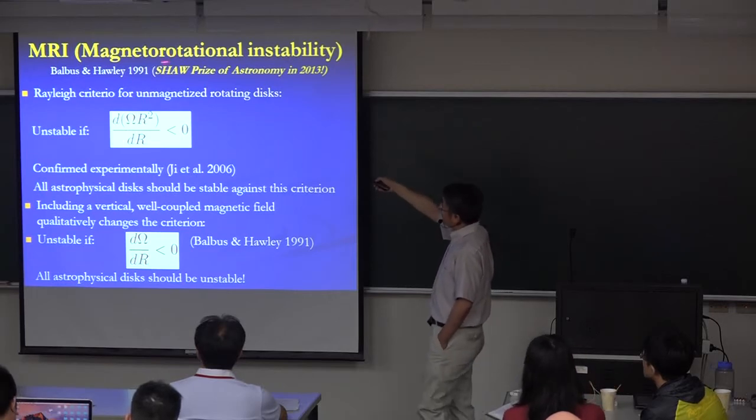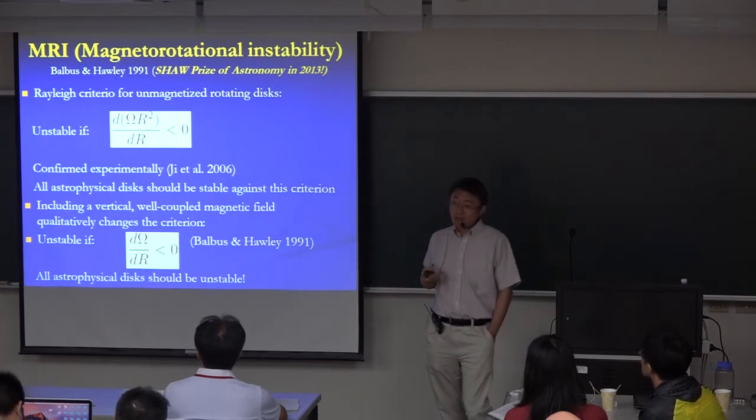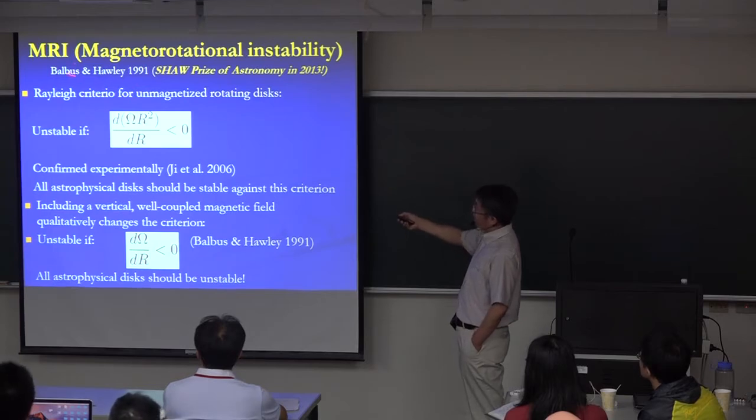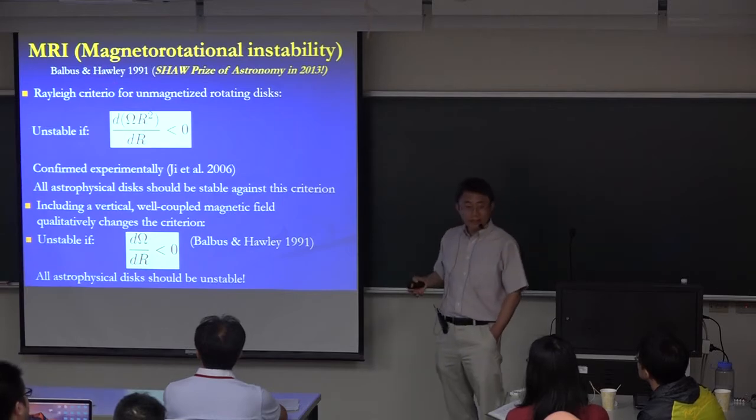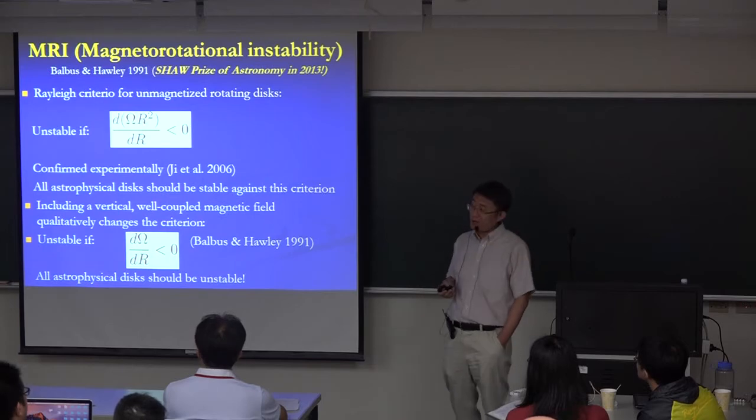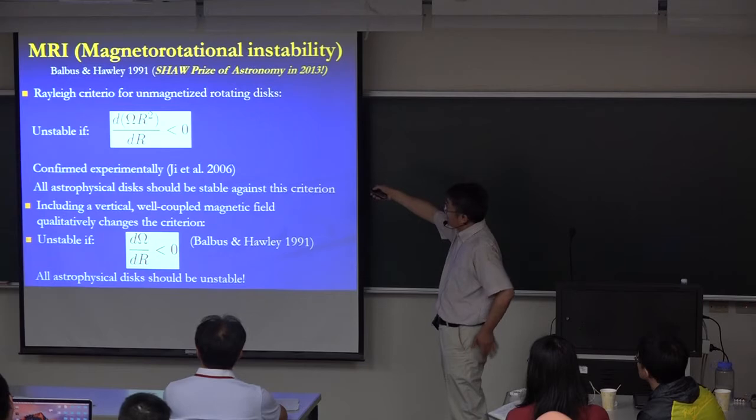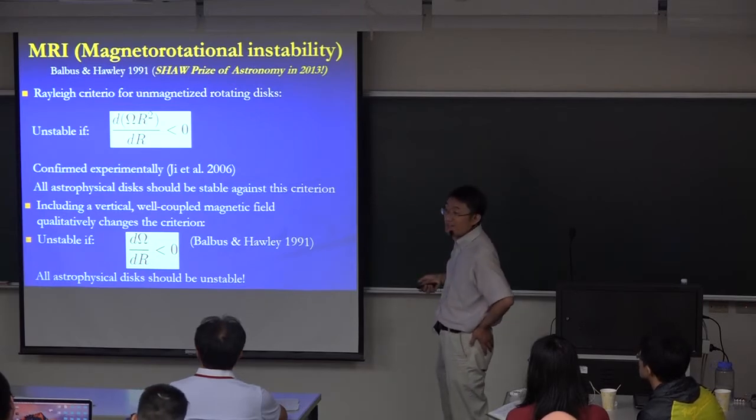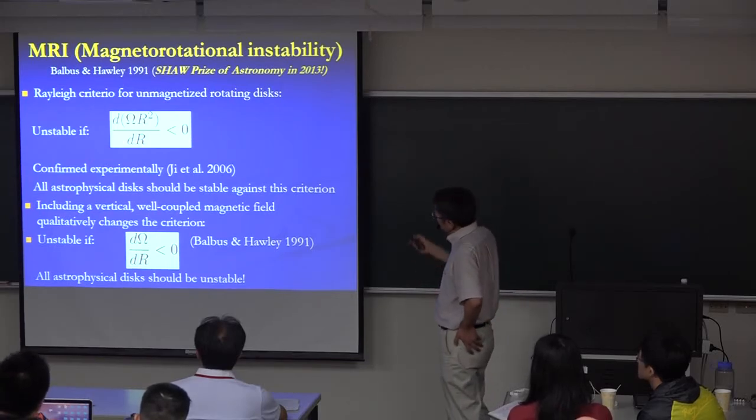This instability was originally found by Chandrasekhar many years ago. But it was rediscovered by these two scientists in this year. After that, they did a lot of work, including analytical work and also shearing-box numerical simulation, to intensively study this instability. This is why both of them won the Shaw Prize in Astronomy this year, because they made important contributions to astronomy, to black hole accretion.